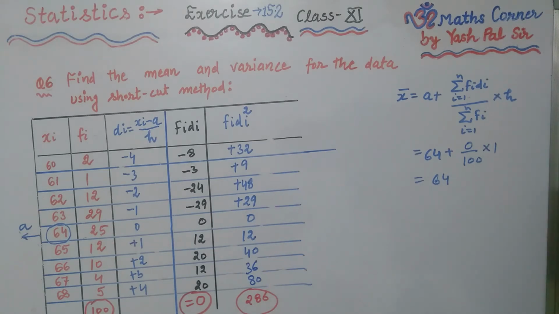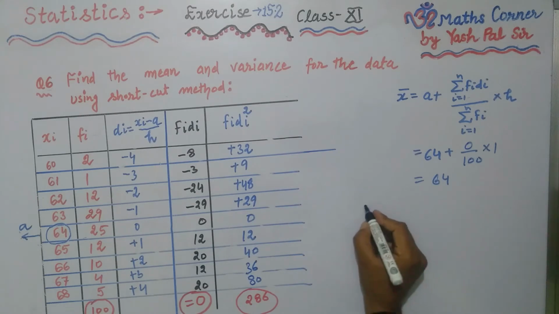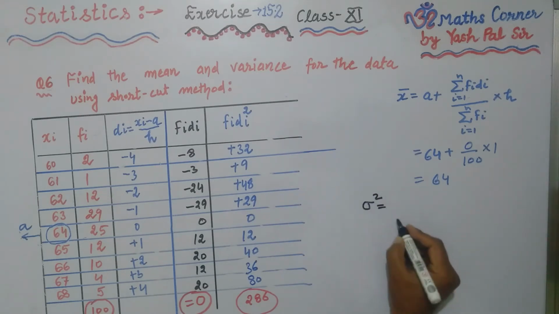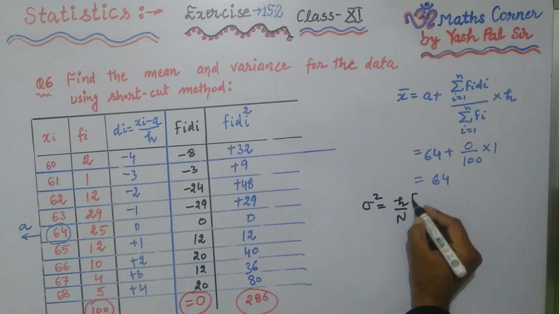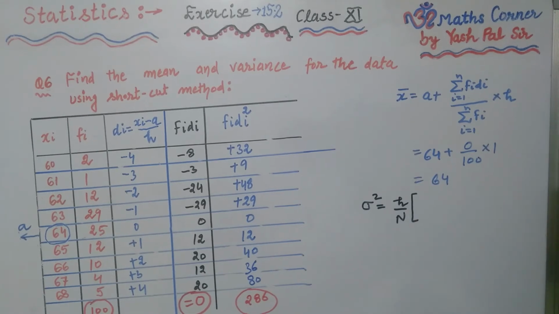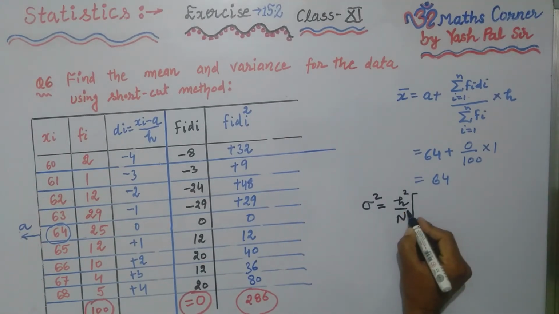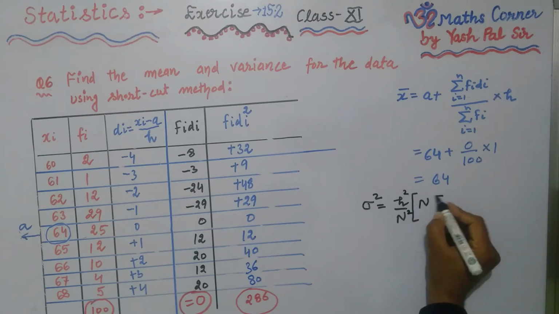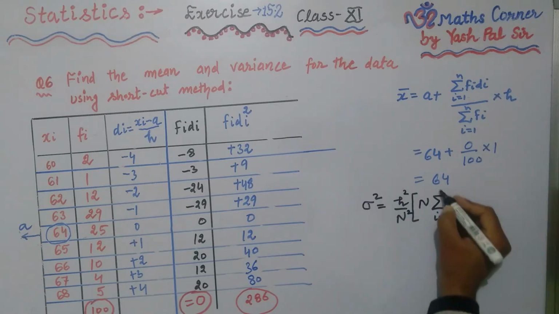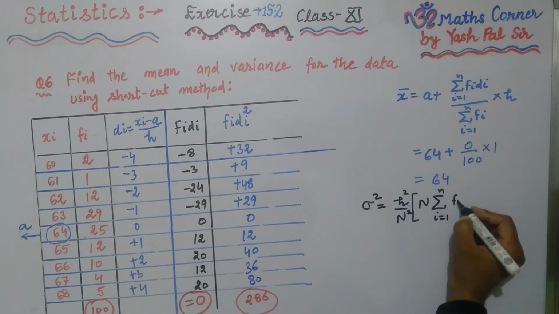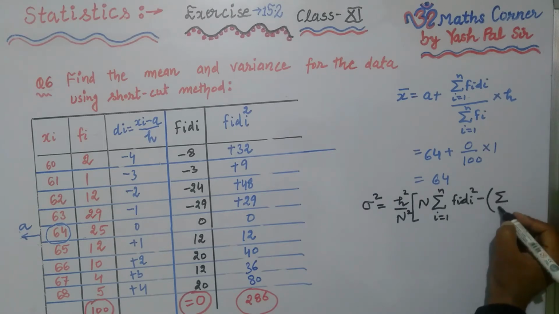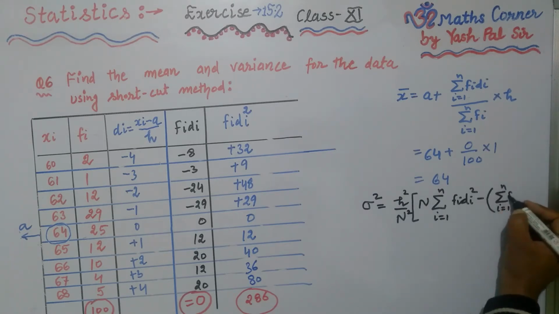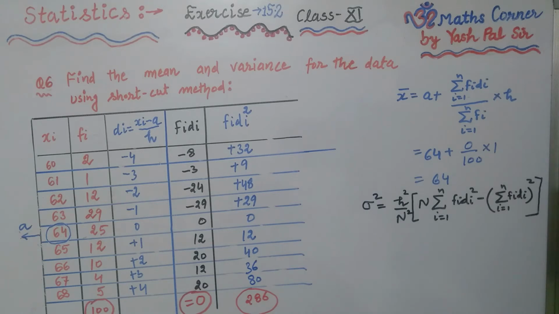For what did we do this? Because here we want to find the variance. The formula is sigma square is equal to h square upon n square into n summation i equal to 1 to n fi di whole square minus summation i equal to 1 to n fi into di its whole square, this value, right?